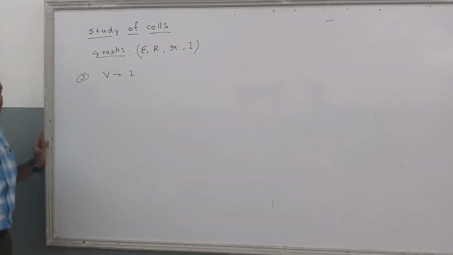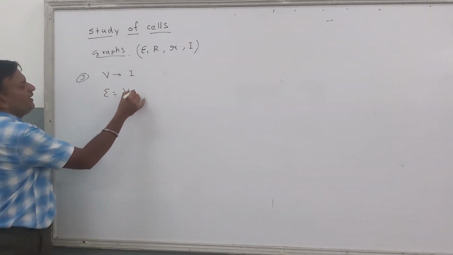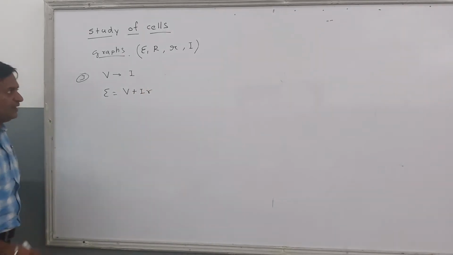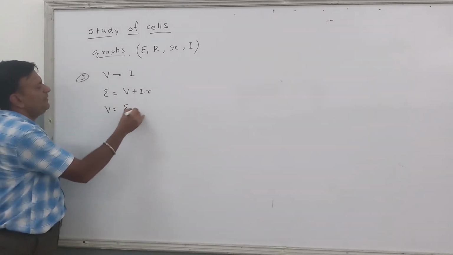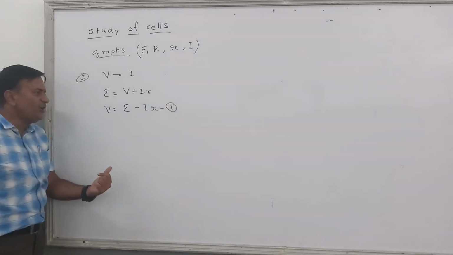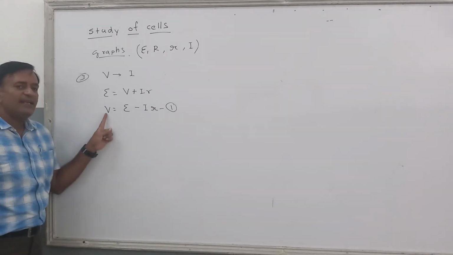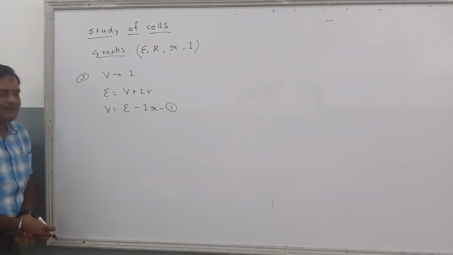V means potential difference across the cell. I means the current which is being drawn from the cell. And again, here the equation of the cell is E is equal to V plus Ir. So I have a relation between them. Now V is equal to epsilon minus Ir. This is the equation now, from here, V, and this is I. Okay. Now how are they related?